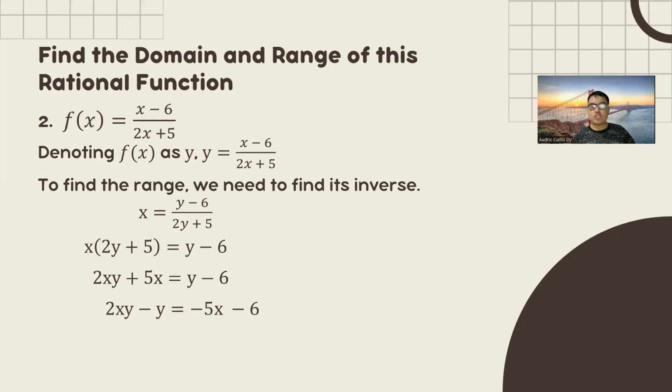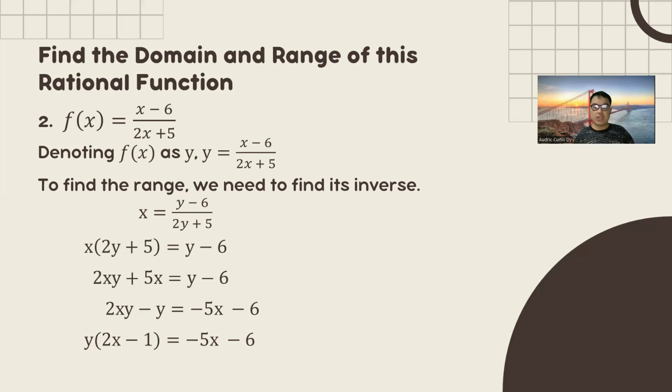So, transposition method ang ginawa natin. Then, we're going to factor out the common factor which is y. So, we will be able to solve for y. So, y times 2x minus 1 as a group. So, yun yung kinalabas. Bakit? Because 2xy divided by y is 2x. Kasi nakakancel si y. While y divided by y is equal to 1.